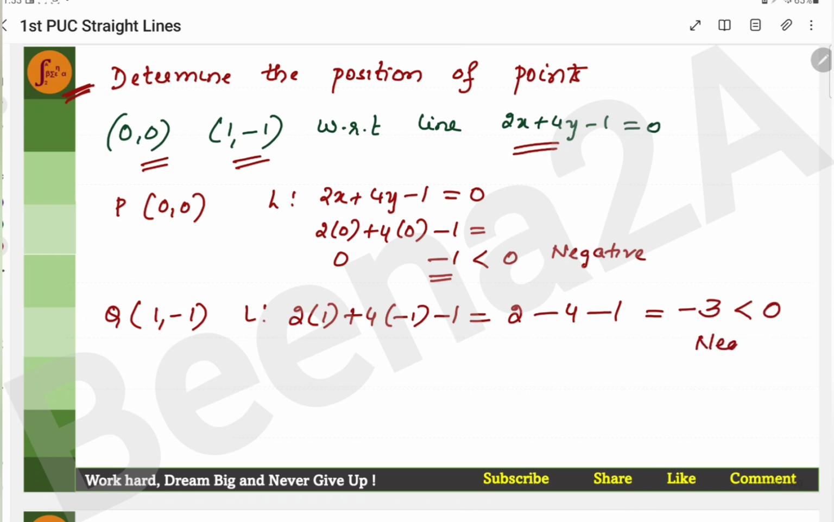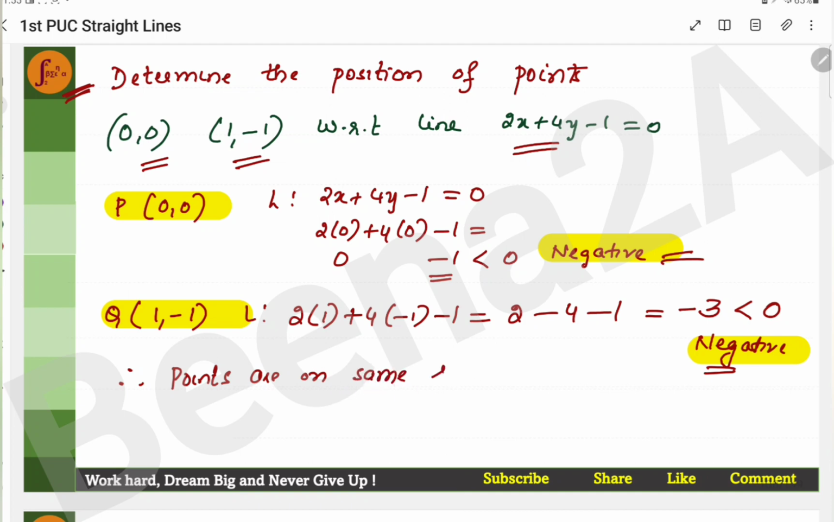This is also negative. Since both the points P and Q are giving negative, both are less than 0, it's not that one is negative and one is positive. Both are the same, both are negative. Therefore, we can say the points are on the same side of the line.